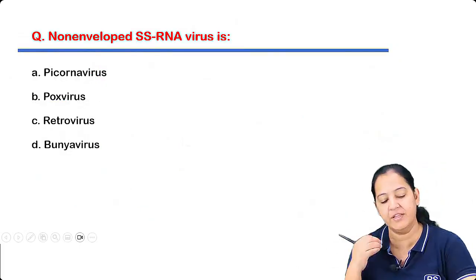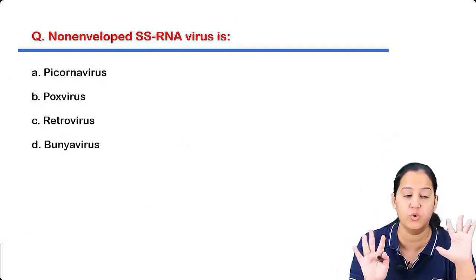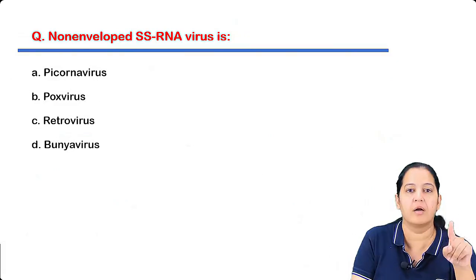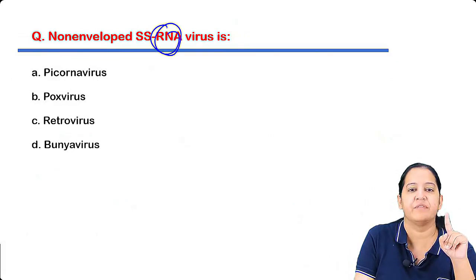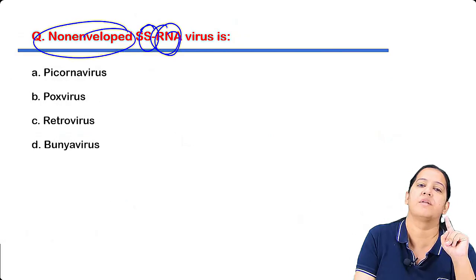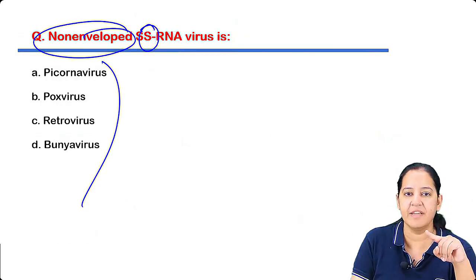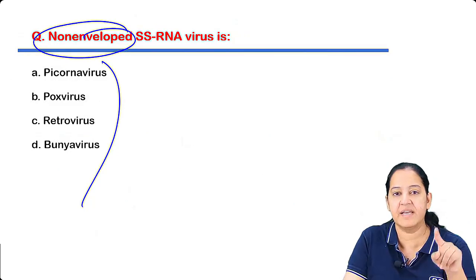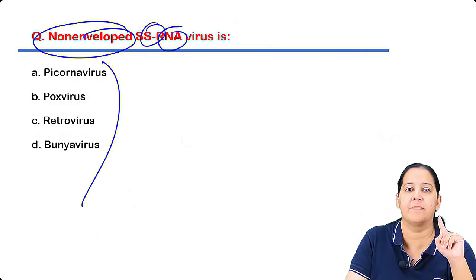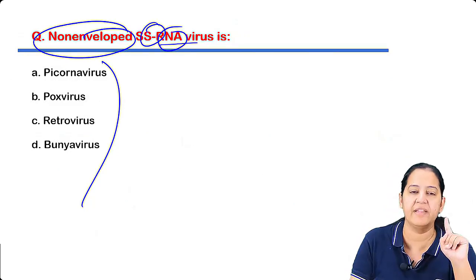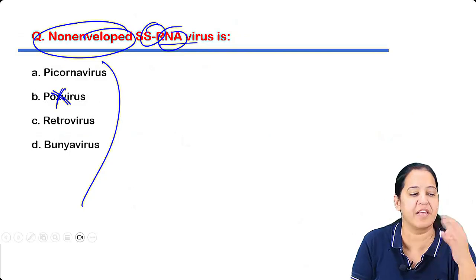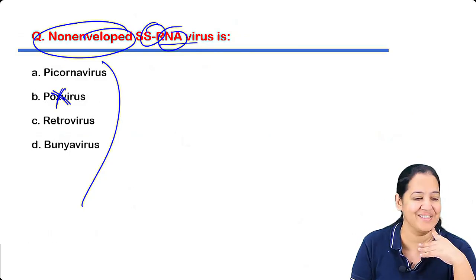Okay. So read the question, tell me the answer. Please wait, don't jump. I want an RNA virus which is single-stranded and which is non-enveloped. Tell me an RNA virus which is single-stranded and non-enveloped. So, reading the word RNA, I will remove POX. POX is a DNA virus. It is not an RNA virus. You know how POX is DNA.